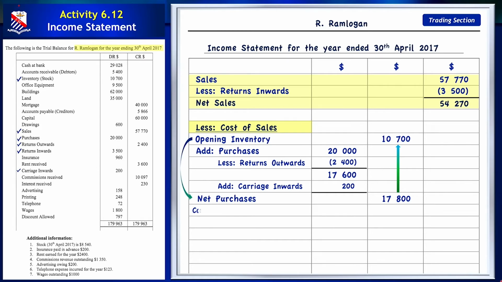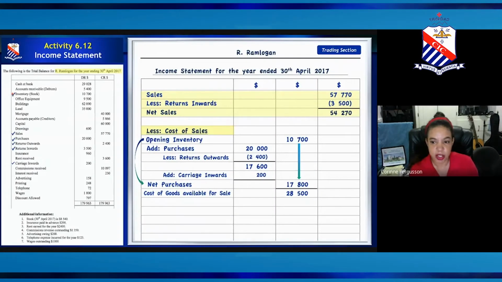And your opening inventory, add your net purchases, gives you what is called your cost of goods available for sale, and the 10,700 plus the 17,800 will give you a cost of goods available for sale of 28,500. So you've done that part.